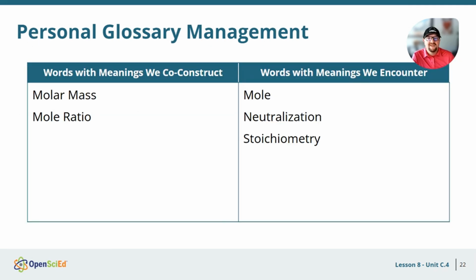mass of that object. This lesson contains several words we earn and encounter. We co-construct and earn the definitions of molar mass and mole ratio, and we refine our definition of the mole to represent a specific quantity of 6.02 times 10 to the 23rd particles. We also encounter neutralization and stoichiometry.